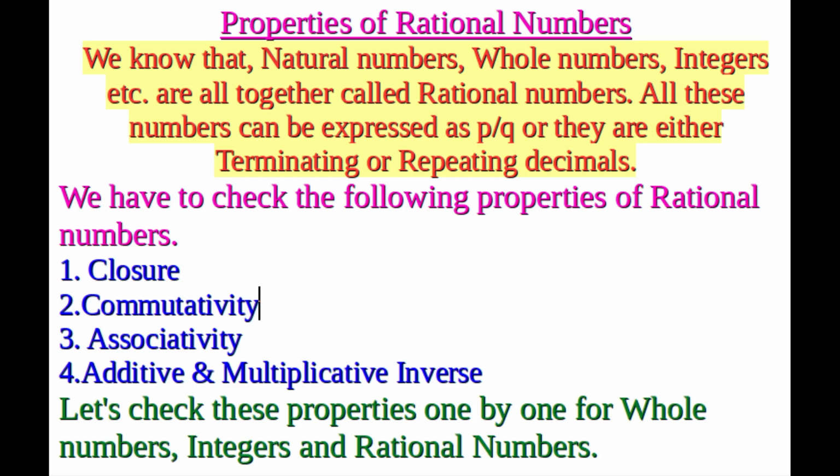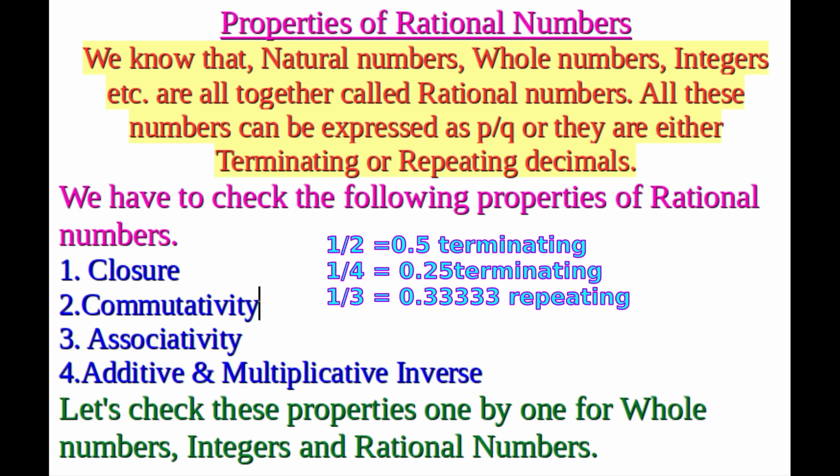All these numbers, that means rational numbers, we can express in p by q form, or they are either terminating or repeating decimals. I will give you more explanation on this. The fraction 1 by 2 we can write as 0.5, that is terminating. After 5 there is no number. So 0.5 is a terminating decimal.